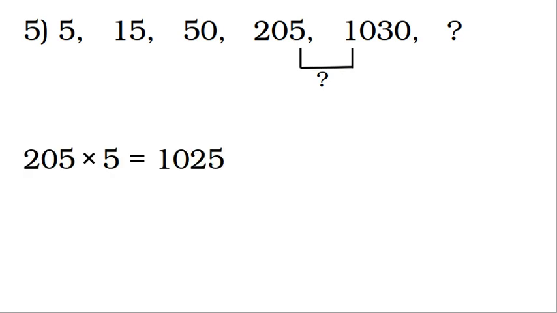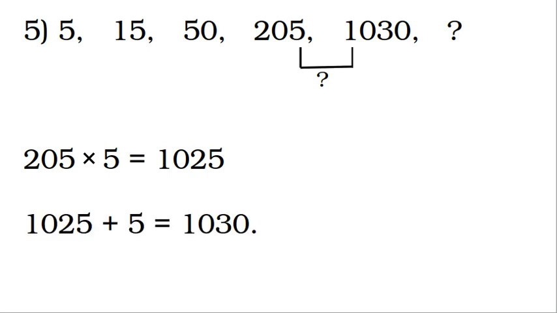Now let us move on to the next question, the fifth one. Which two numbers should I relate first, 5 and 15 or 205 and 1030? Let me go with these two numbers, 205 and 1030, in order to reduce my number of trials. 205 into something should give you a number close to 1030. 205 times 5 is 1025, and when added to 5 gives you 1030.